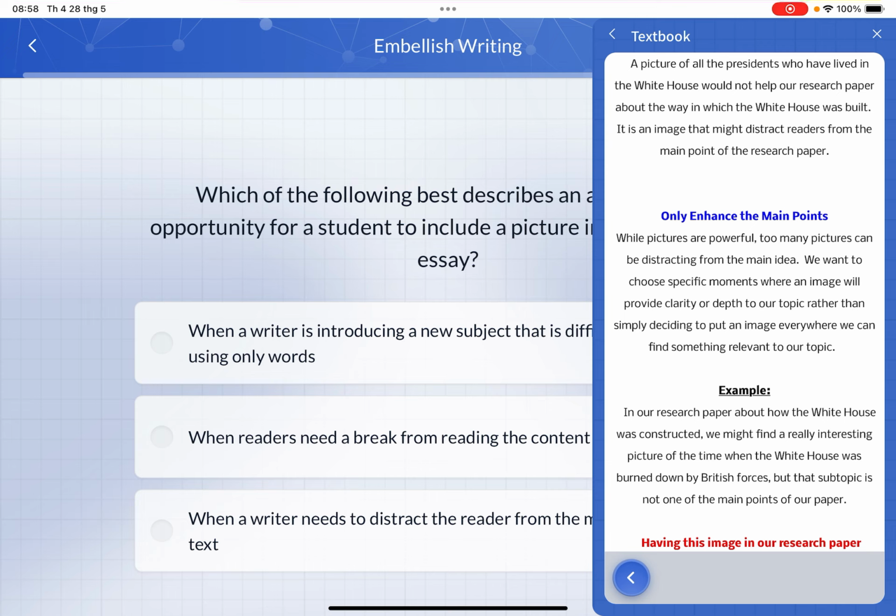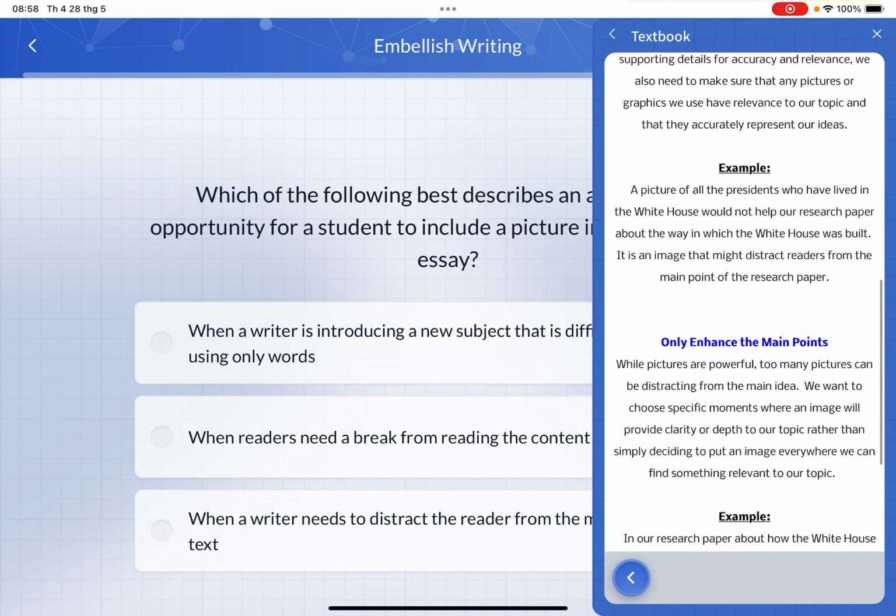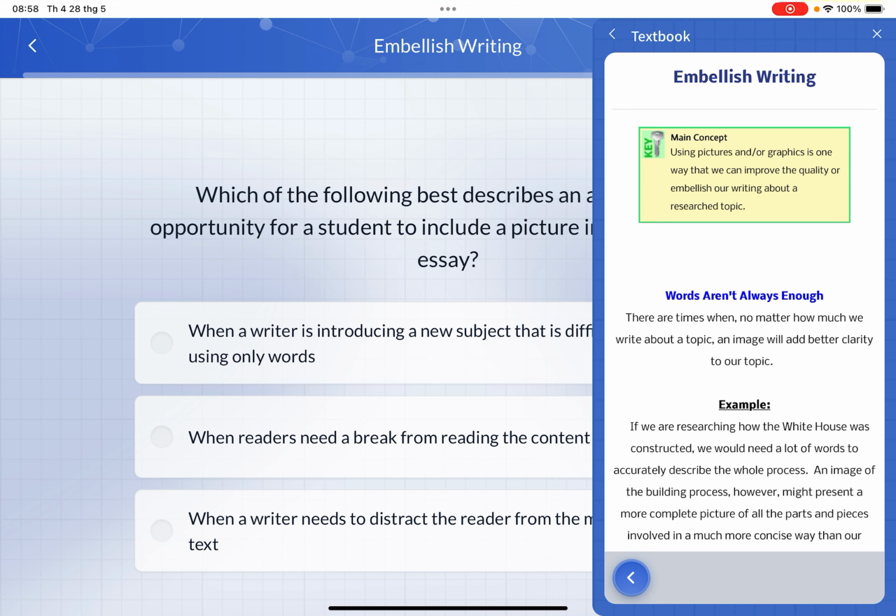So if we want to choose a specific moment where an image will help, you have to read again and see which part you want to make clearer. So remember, using pictures and graphics is one way that we can improve the quality or embellish our writing. But you have to make sure that the images we use support our writing, and don't use too many pictures.